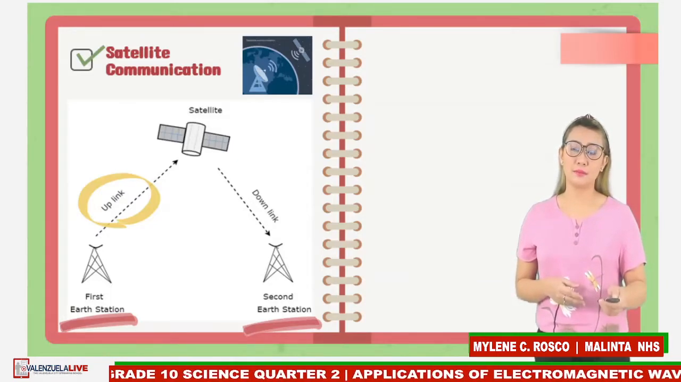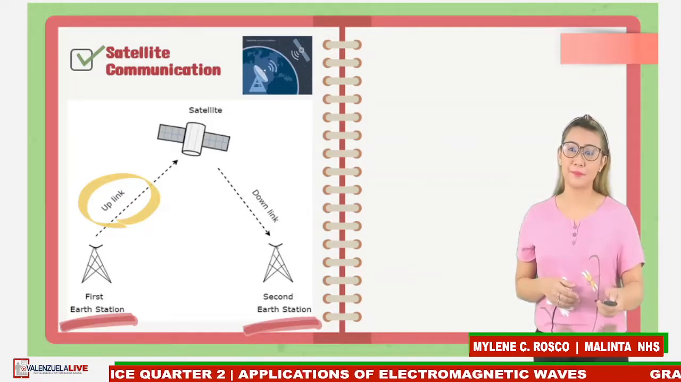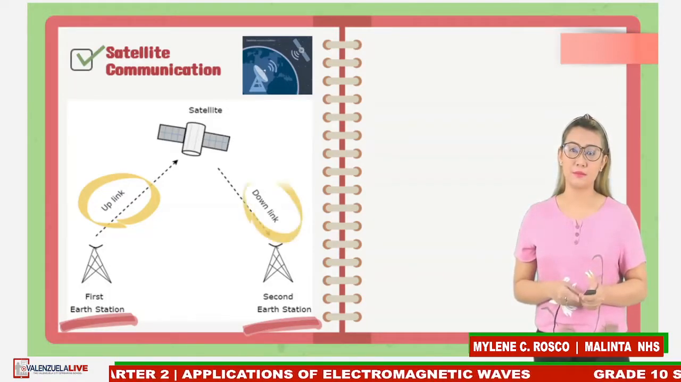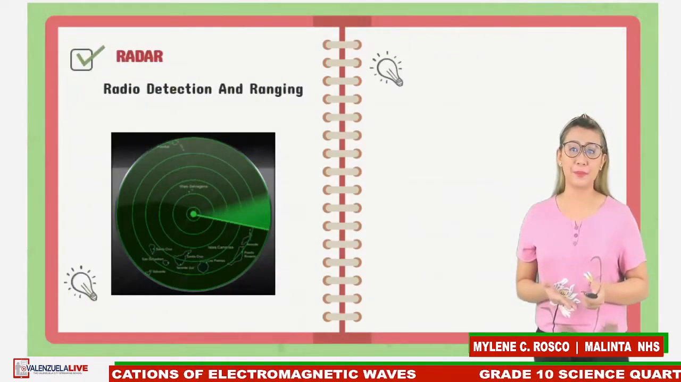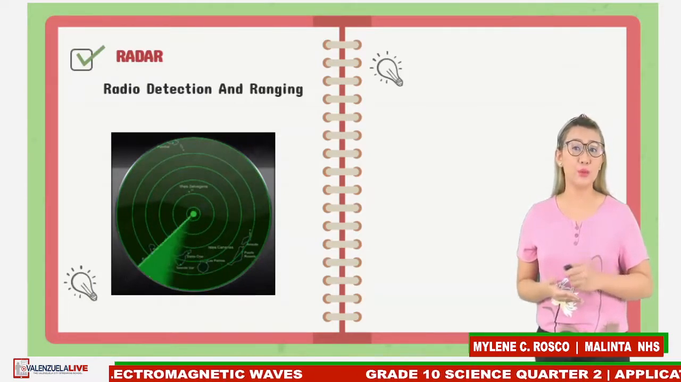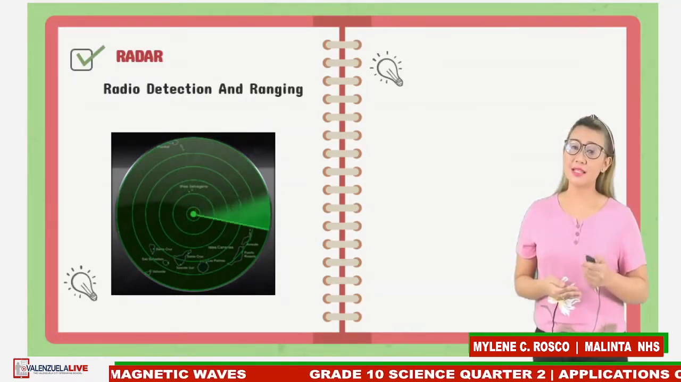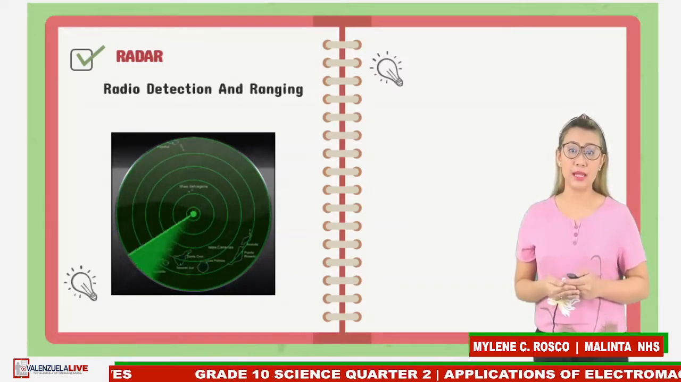Microwaves are also used in radar. Radar is an acronym of radio detection and ranging. A radar system consists of an antenna, a transmitter, and a receiver.